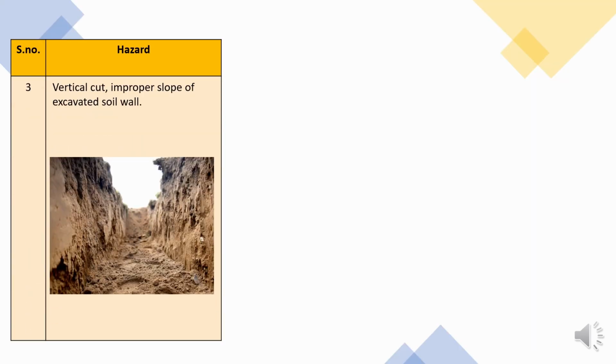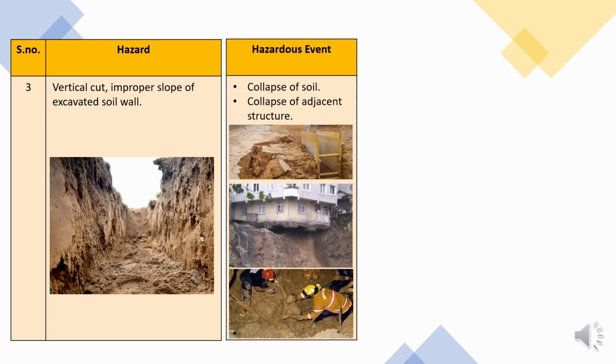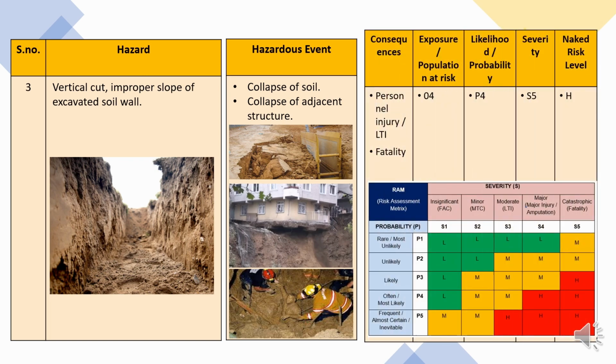Let's come to the next hazard, which is vertical cut, improper slope of excavation soil or wall. This particular hazard will lead to the hazardous event, which is collapse of soil, collapse of adjacent structure. From the images you can also see this hazard may lead to this hazardous event, and this hazardous event will lead to consequences in terms of personal injury, lost time injury and fatality as well.